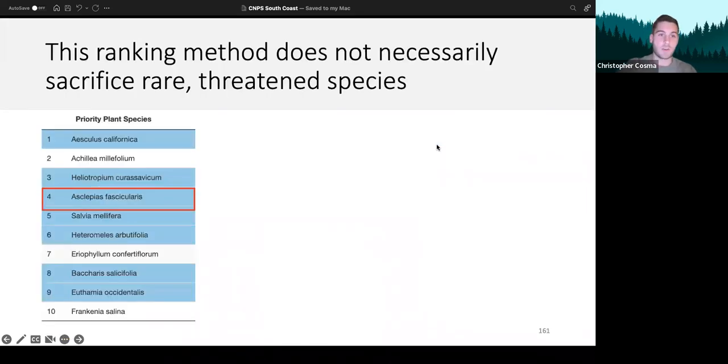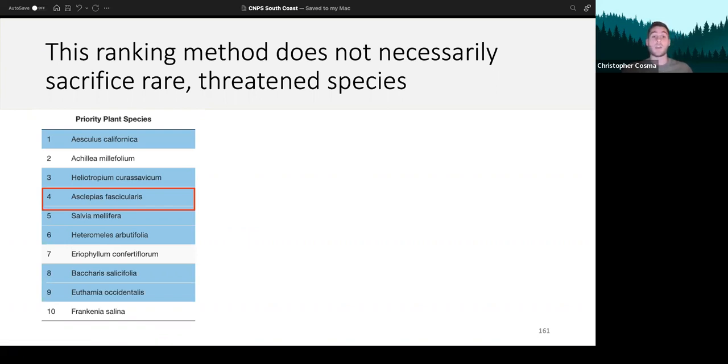All right. And so I wanted to point out here really importantly that this ranking method does not necessarily sacrifice our rare and threatened species. So again, it's not always black and white here, whether we're protecting those rare and endangered species or prioritizing those more common generalist species. And I want to again focus on the monarch milkweed relationship to emphasize this point. So our milkweed species in the Asclepias genus are common throughout California. We have about 15 species.